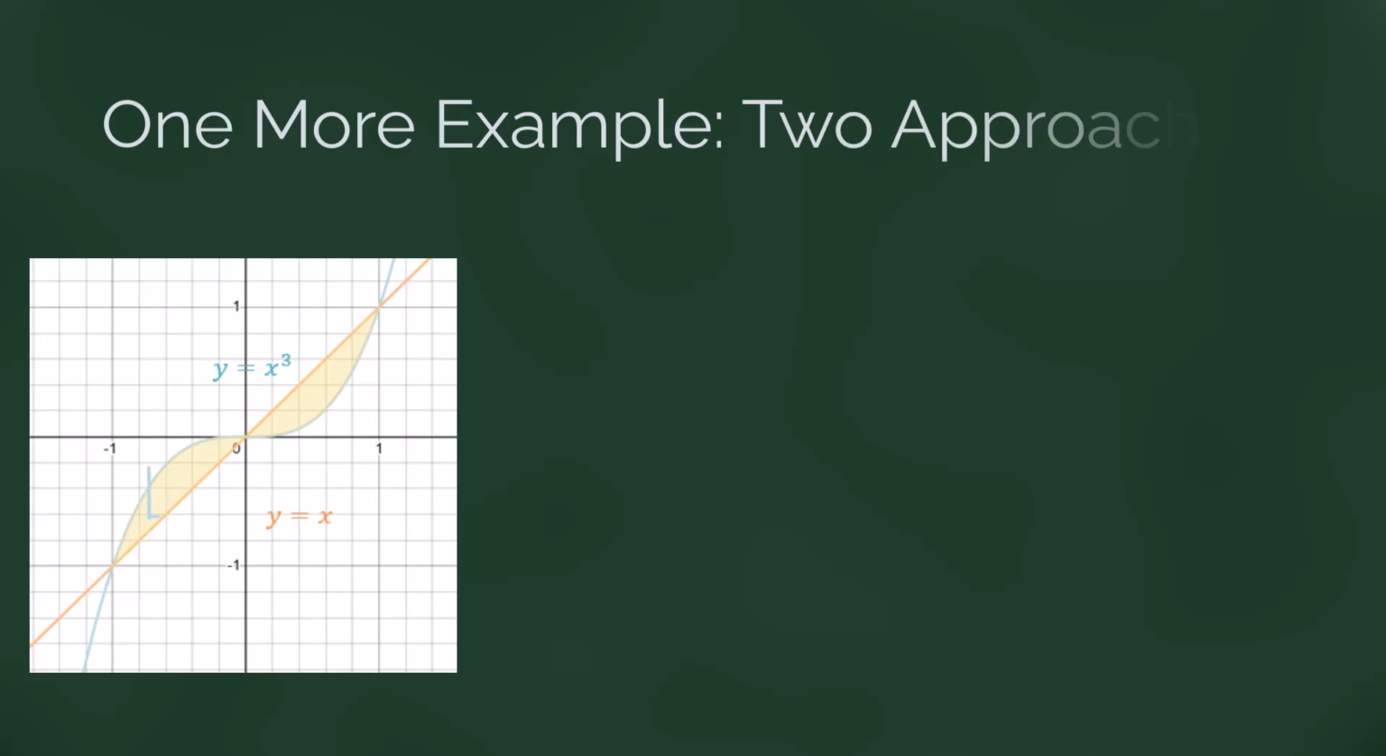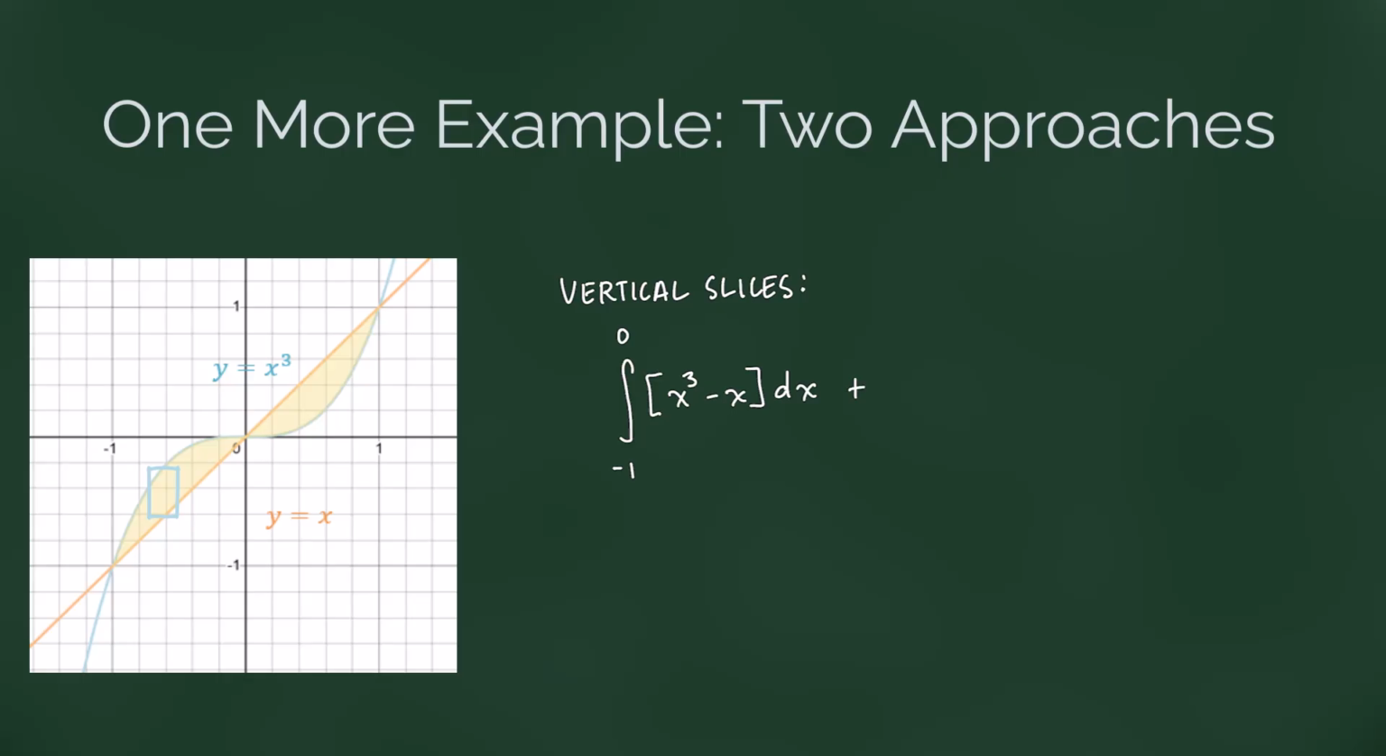Let's look at one more example. This one can actually be done using both approaches. If we consider vertical rectangles, then we can see that to the left of the y-axis, our area is going to be given by the integral from negative 1 to 0 of x cubed, our top function, minus x, our bottom function. To the right of the y-axis, our area is going to be given by the integral from 0 to 1 of x, which is now the top function, minus x cubed dx.